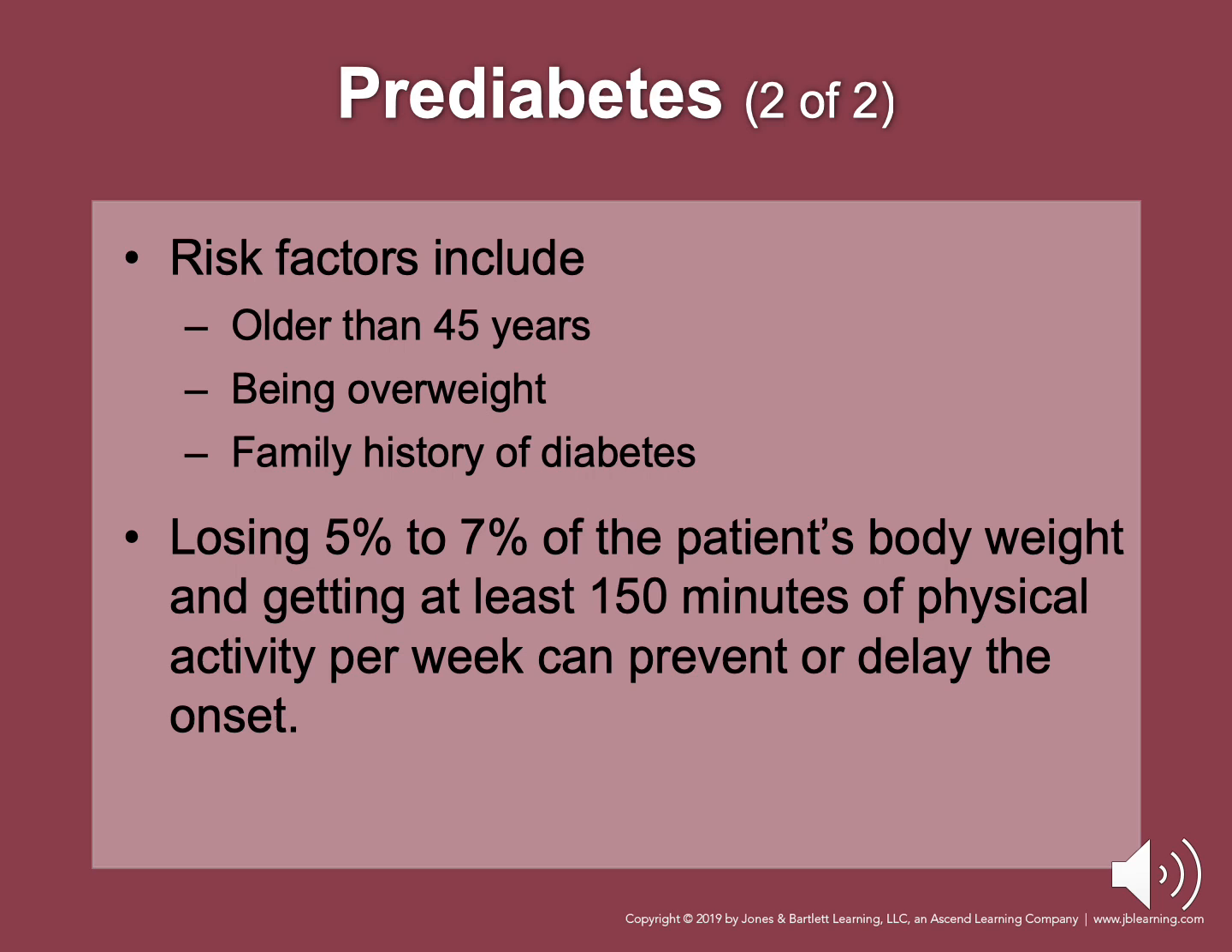Also, being physically active fewer than 3 times per week. Losing 5 to 7% of the patient's body weight, and getting at least 150 minutes of physical activity per week can prevent or delay the onset of type 2 diabetes.